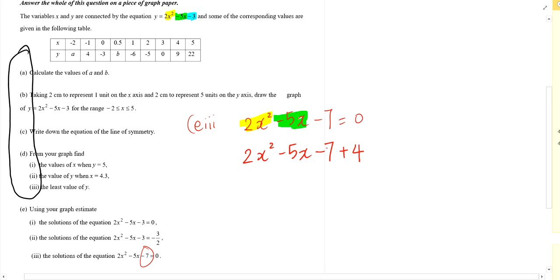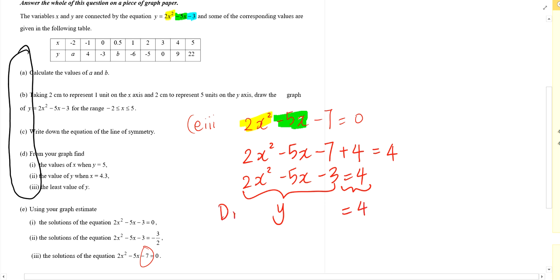But I cannot just add a 4 on the left hand side without changing the right hand side. So on the right hand side I also must add 4. So now I have 2x squared minus 5x minus 3 equals to 4. And I see that, hey, this is my left hand side. This is the graph that I currently have. Y equals to 2x squared minus 5x minus 3. So the same process takes place, equals to 4, and I write the word draw. Again, this is a horizontal line. From here, find the points of intersection, find the solutions.